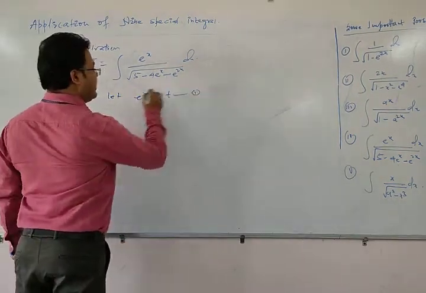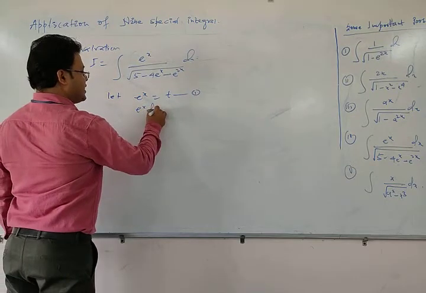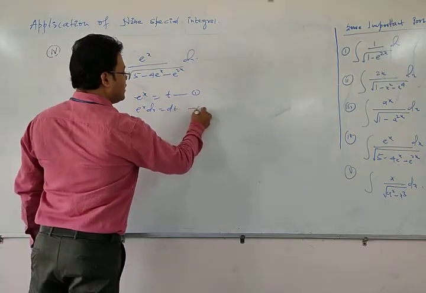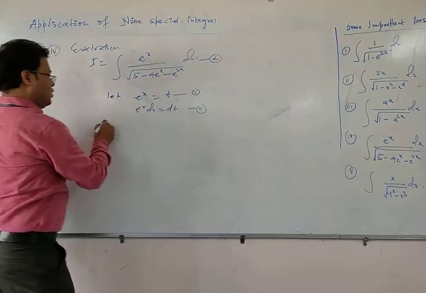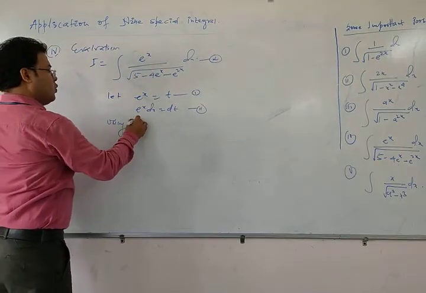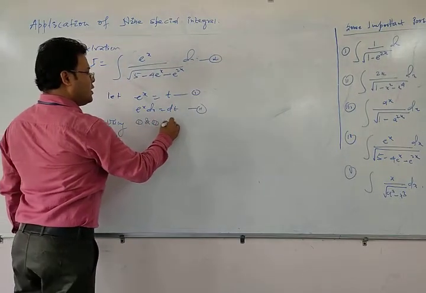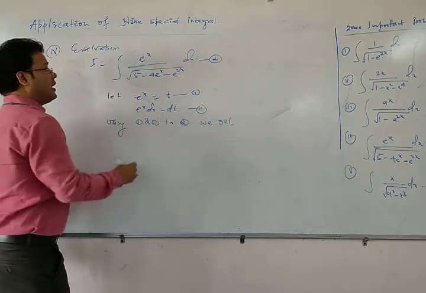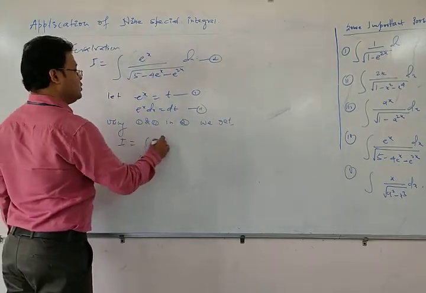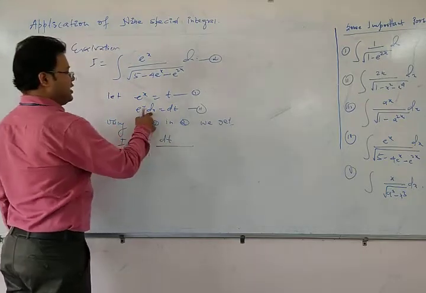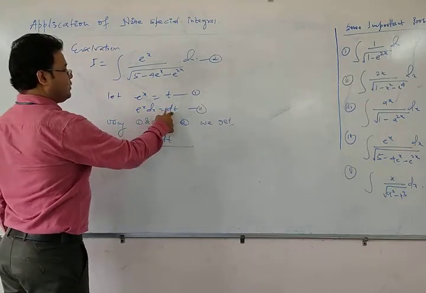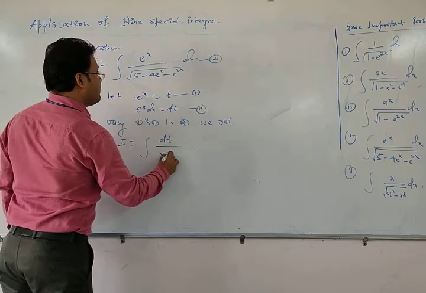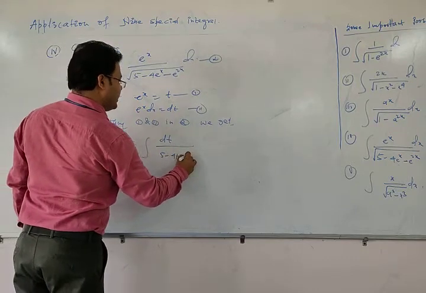On differentiating we will get e to the power x dx is equal to dt, and this is alpha. Using 1 and 2 in alpha, what will we get? So I is equal to, in place of e to the power x dx we will get dt, and here we write 5 minus 4t minus t square.